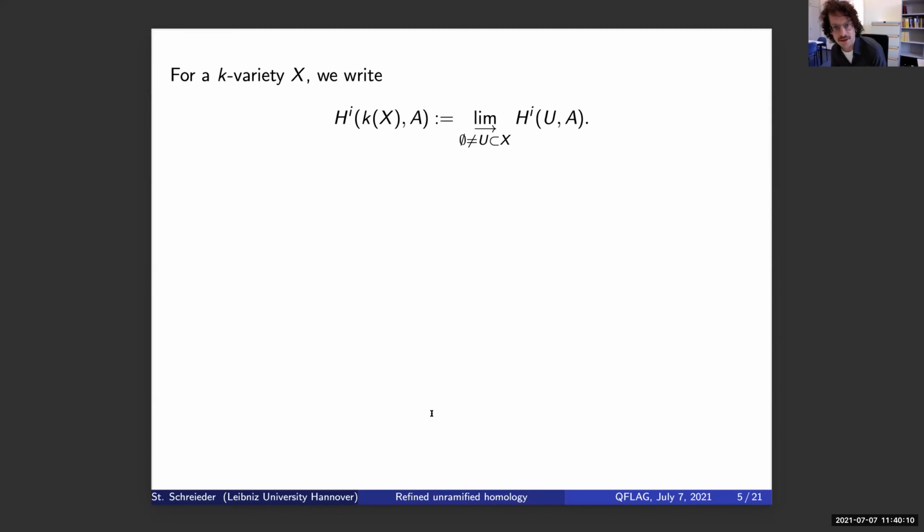All right, so now let's go to cohomology. The purpose of this talk is to explain how one can use homological methods to say something about these groups. To begin with, I want to define, for a k-variety X, the cohomology of the function field with values in some abelian group A, as the direct limit of the cohomology of all non-empty open subsets. Let me be vague here and later more precise: think of this as the Betti cohomology of the complex points with values in an abelian group A.